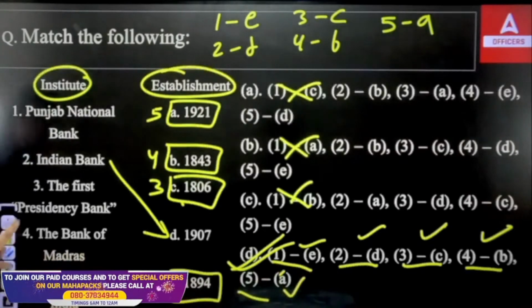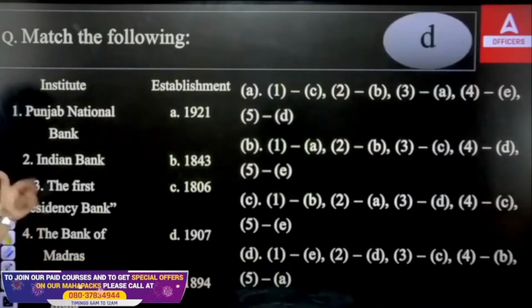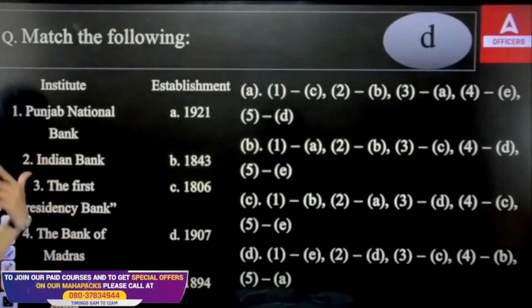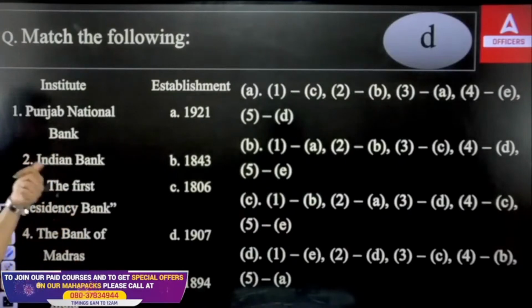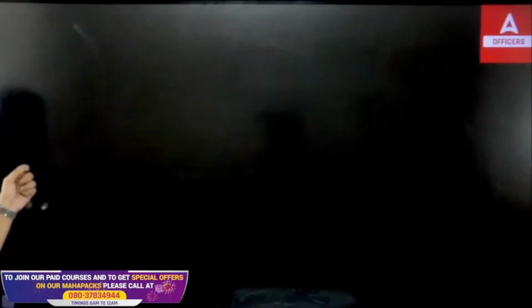So do make sure in the match the following, find out the option which you actually know, and the remaining will automatically fit in the answer. So the right answer is D option about the match the following.